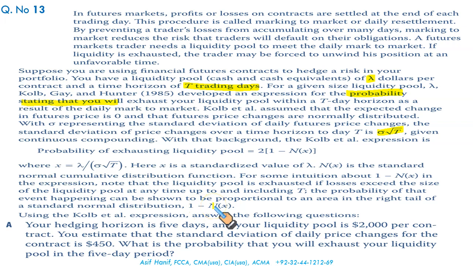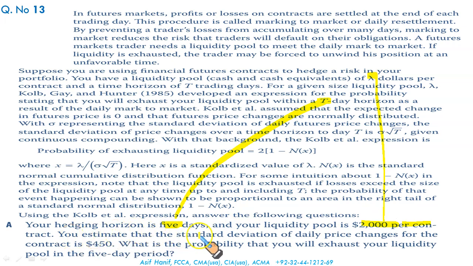What we are required to do, using this and this, is solve something. Using the Kolb et al. expression, answer the following questions. Your hedging horizon is 5 days. T is 5 here. And your liquidity pool is 2000 dollars per contract. That's basically lambda. 2000 per contract.